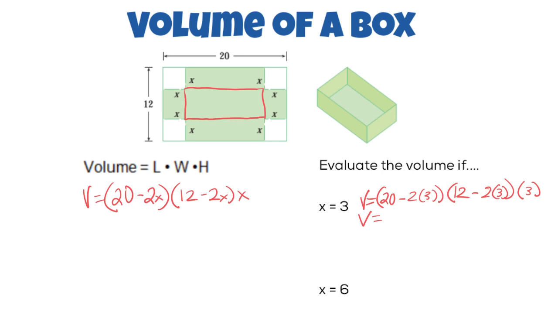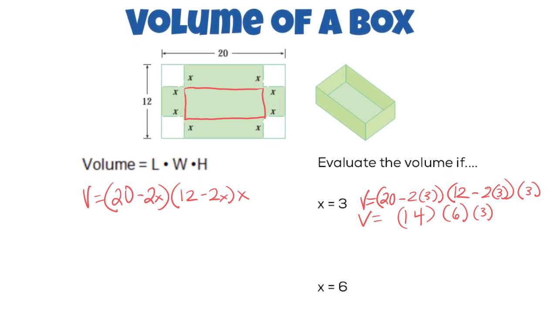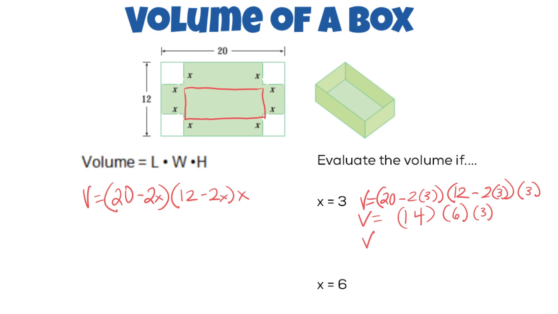So 20 minus 6 is 14. 12 minus 6 is 6, times 3. That multiplies together to get me 252 units cubed for my volume. All right, so let's check. Do I get the same volume if I make x be 6? So this is going to be a really tall box with a small base. I'm going to let you try x equals 6 on your own and see what the volume is. Go ahead and pause the video.